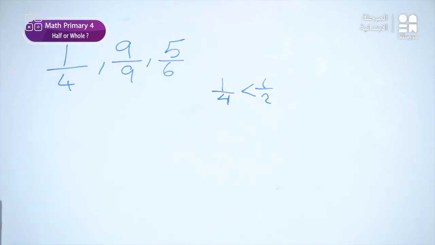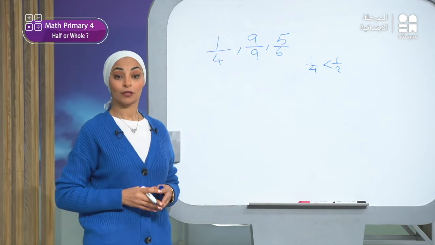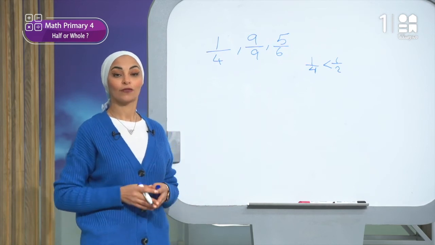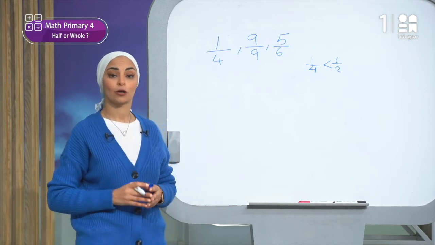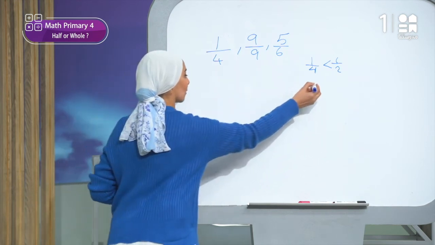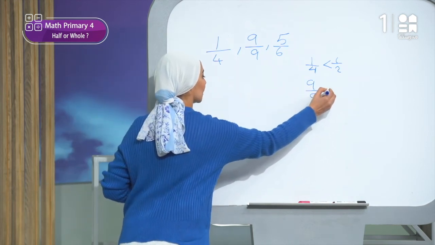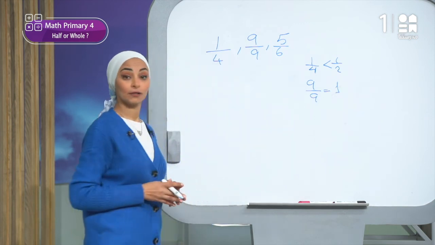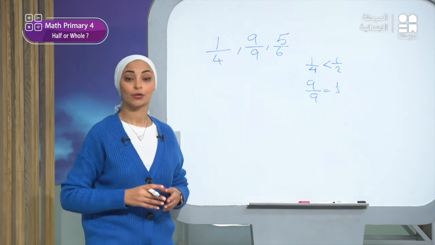Okay. Now, what about 9 over 9? We all know that 9 over 9 is equal to the benchmark fraction 1. So 9 over 9 equals 1, right? Okay. Let's see the third one.